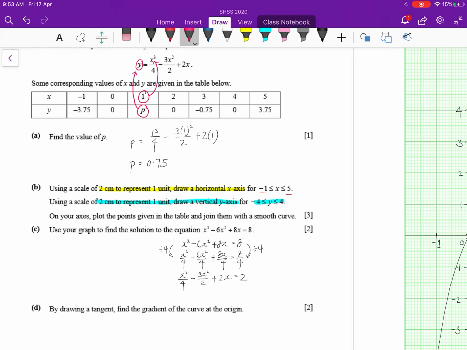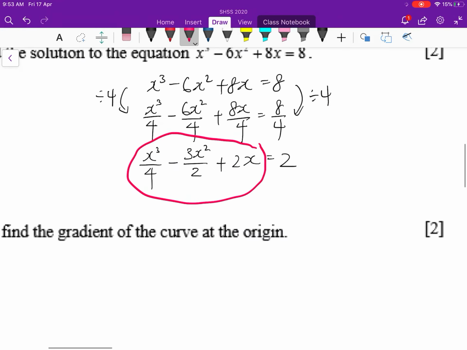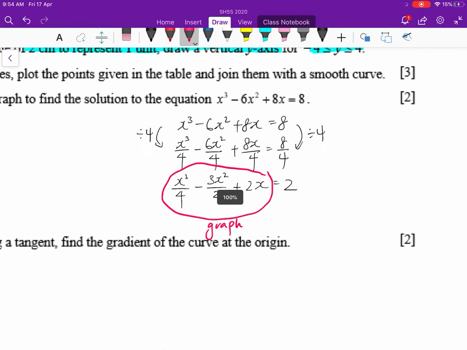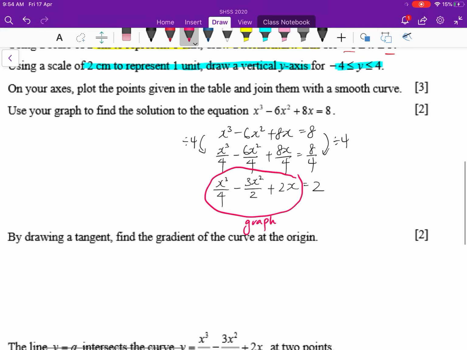I want you to take a look at this. And take a look at this. Is it the same? x cubed over 4 minus 3x squared over 2 plus 2x. Now, why do I want to purposely make them the same? Because this is the graph that I have drawn, or rather you have drawn. They want you to use your graph. That means, guys, you cannot solve it. You have to use your graph.